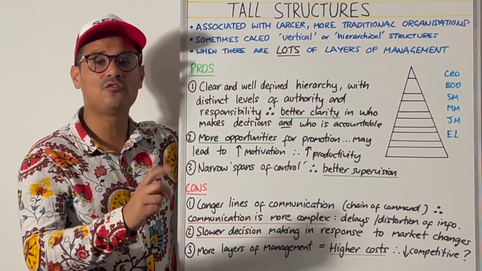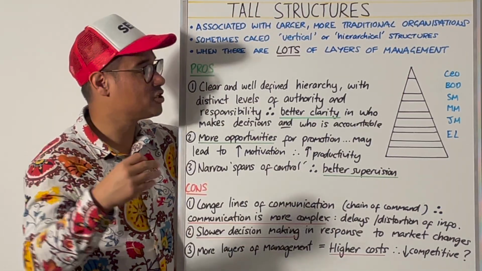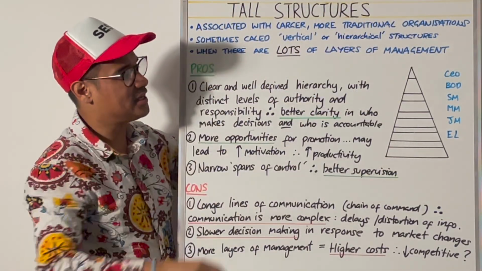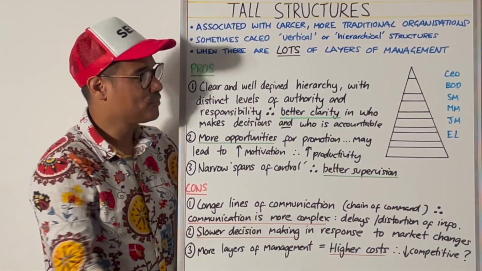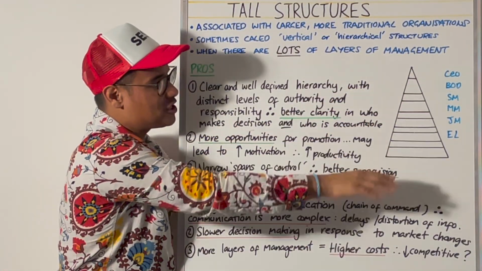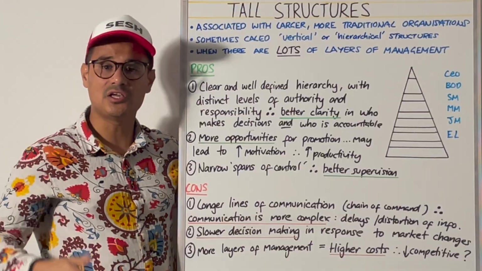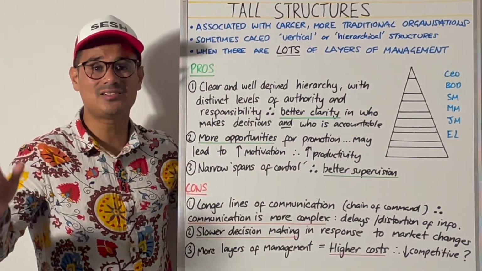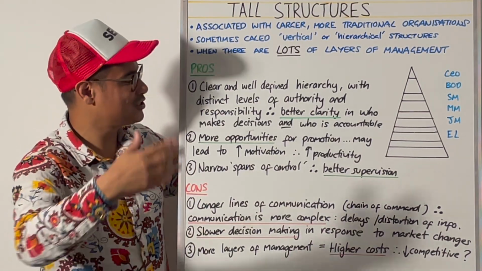Important thing to be aware of, it's when there are lots and lots of layers or levels of management, as you can see in this simple diagram here. And we have different levels of management. At the very top, you've got the CEO. At the very bottom, you've got entry level. And between, the board of directors, senior managers, middle managers, junior managers, and so forth.